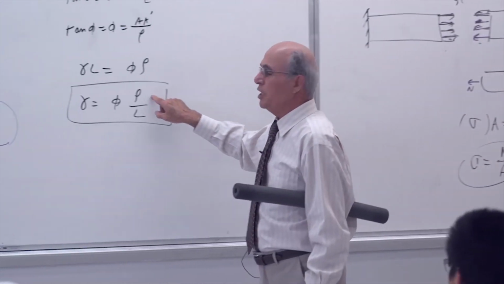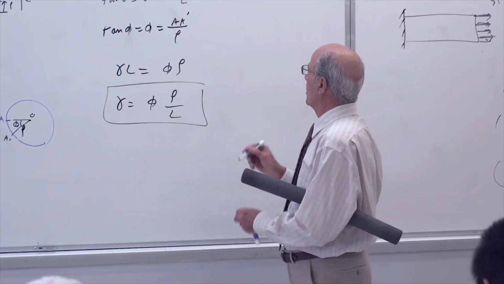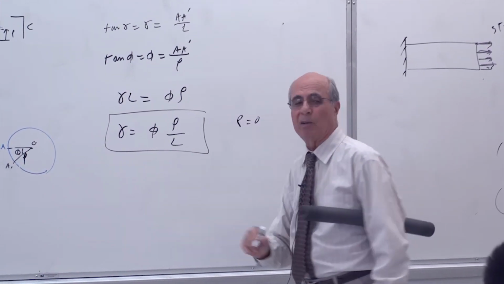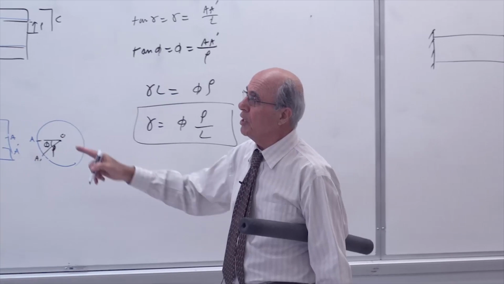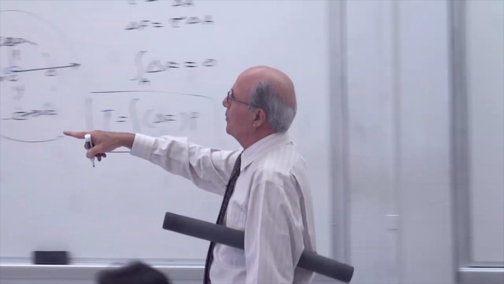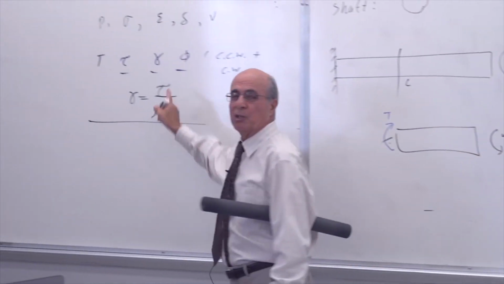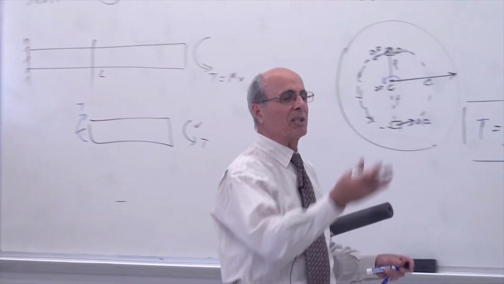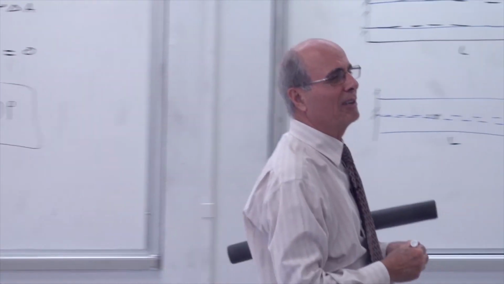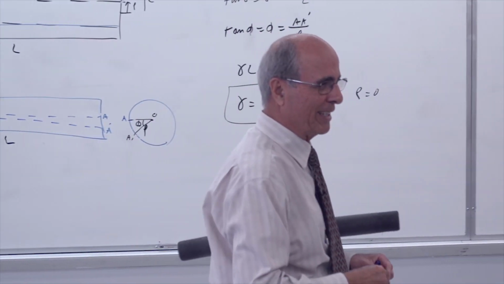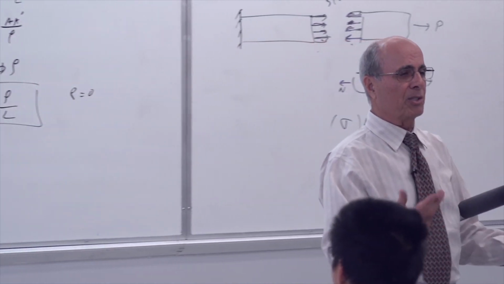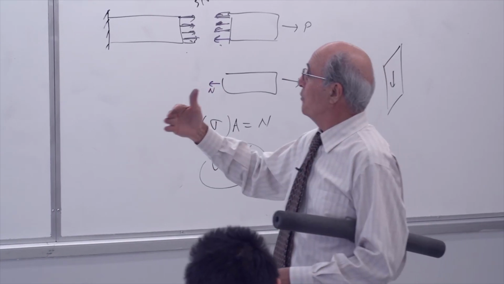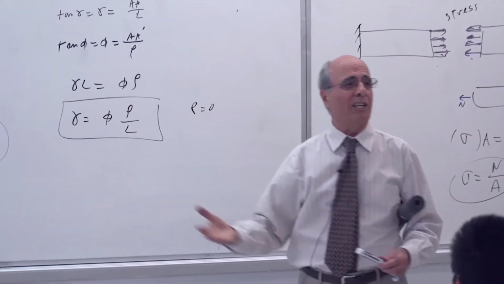When rho equals 0, where are we? Right down in front of this equation. We are at the center. Gamma is 0. If gamma is 0, then tau is 0. Is that correct? No strain, no stress. That's exactly what you were asking. When rho is zero, no gamma, no strain, no stress. Correct? When rho becomes C, that's the highest value.